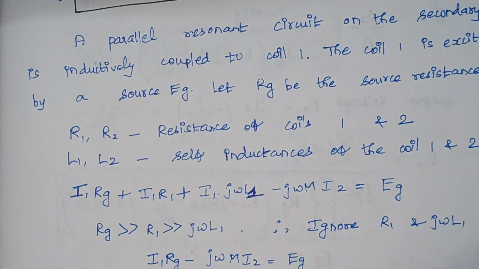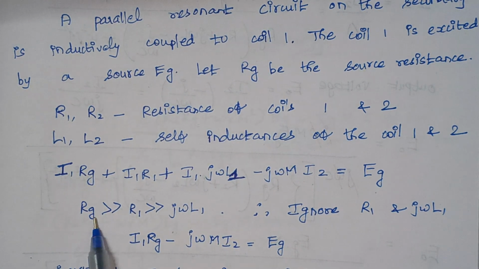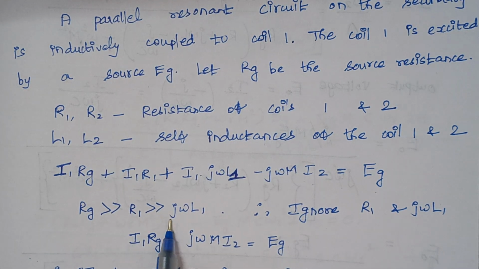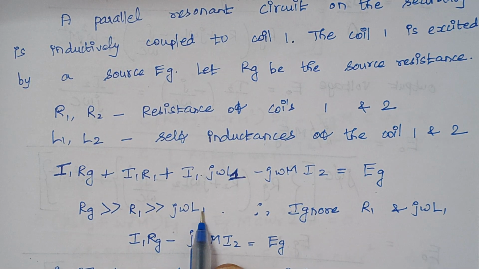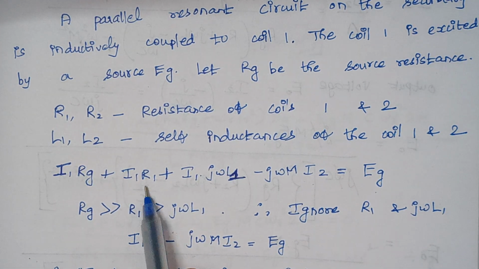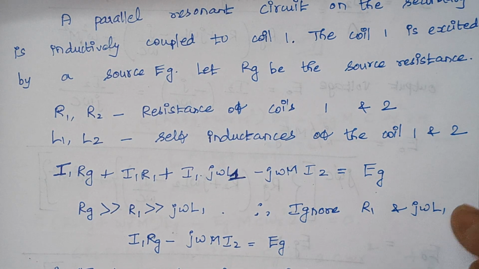Just for simplification, the value of RG is comparatively greater than R1, which is greater than j omega L1. Therefore, in this case we are going to ignore R1 as well as j omega L1. When you ignore them, our equation gets simplified like this.